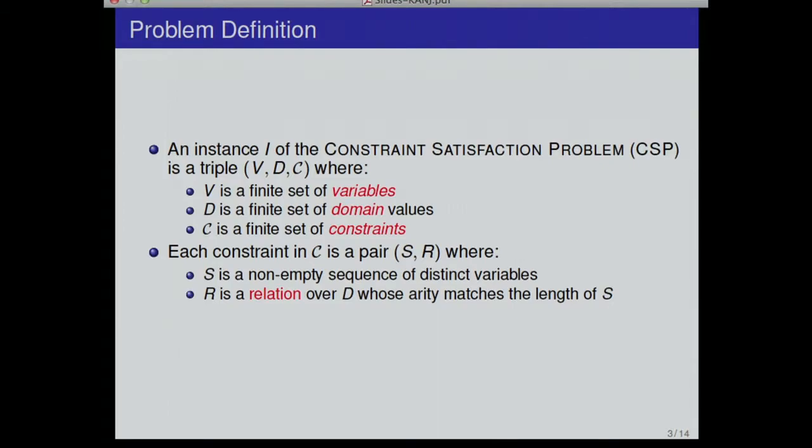Okay, so we start with the CSP, in which the constraints are relations. An instance of a constraint satisfaction problem is given as a triple: a set of variables V, a set of domain values that those variables can be assigned values from, and a set of constraints C. Each constraint is given as a pair consisting of a sequence of variables S and a relation over domain values whose arity matches the length of S, the number of variables in S.